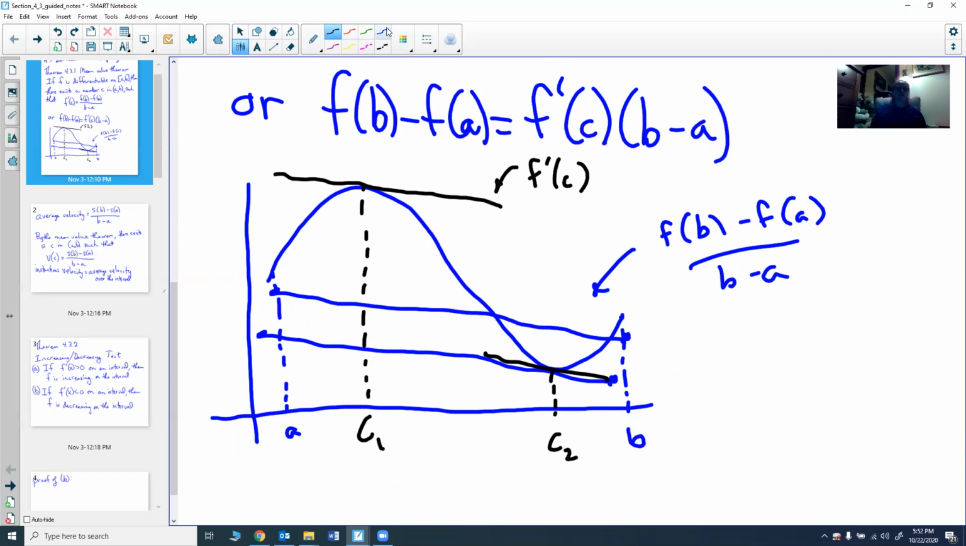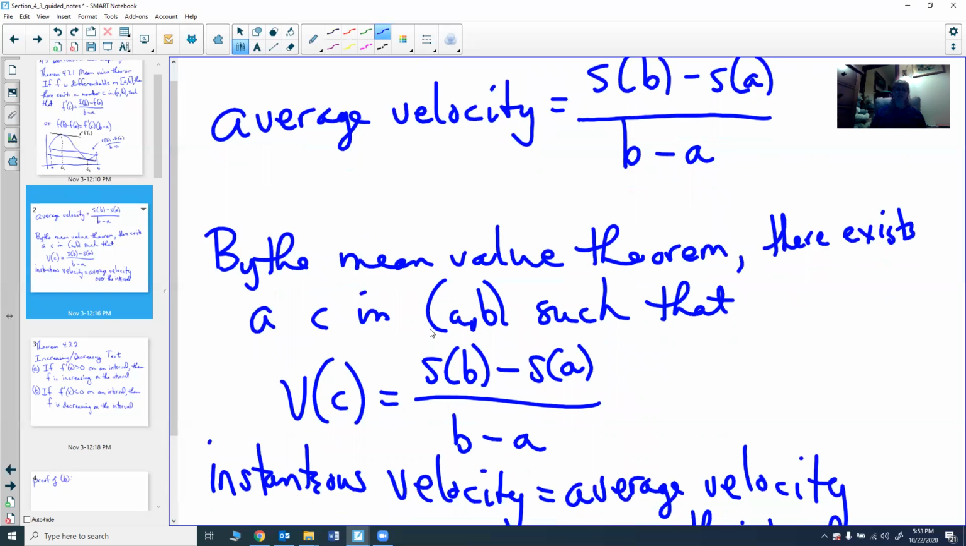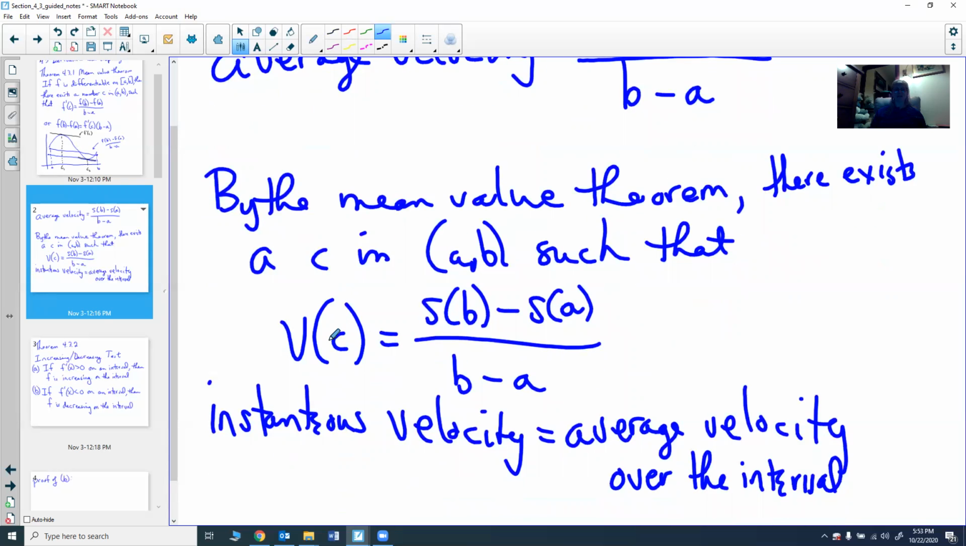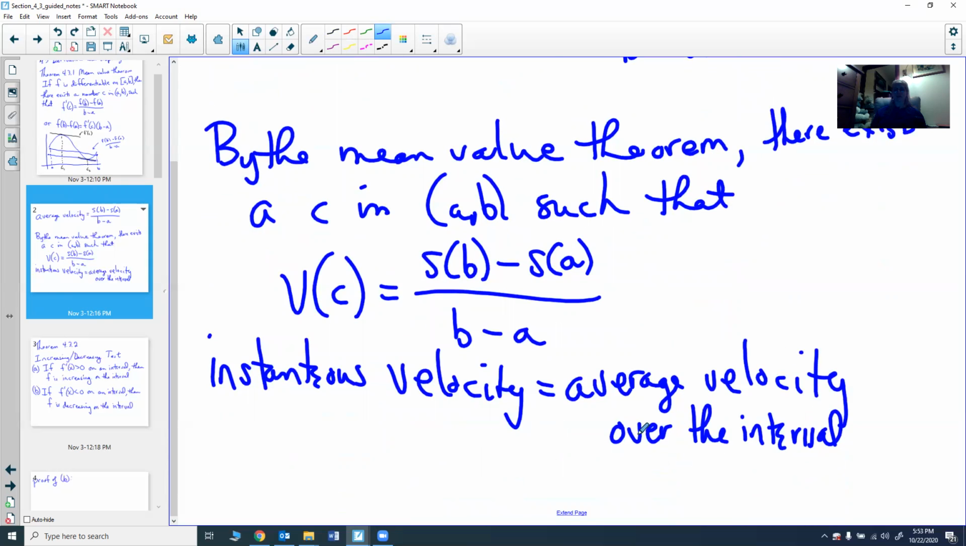Another concept of it is average velocity. Average velocity is s of b minus s of a over b minus a, where s is your position. So it's your change in position over your change in time. By the mean value theorem, there exists a point c in the open interval (a, b) such that the instantaneous velocity is equal to s of b minus s of a over b minus a. In other words, there's some point in that interval where the instantaneous velocity is equal to the average velocity over the interval.